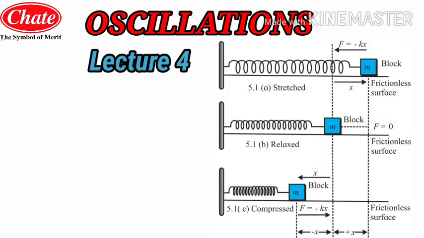So in the previous lecture we have discussed about this point. The diagram is popping on your screen. In this article we have seen the three cases of that block. You can see the arrangement that the spring is attached to the rigid or fixed support and the other end of the spring is attached to the block having a sufficient amount of mass.